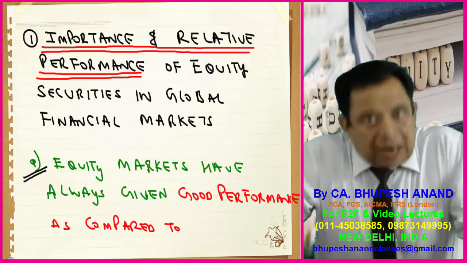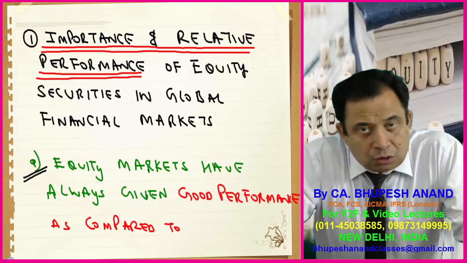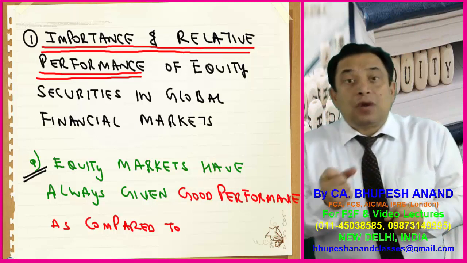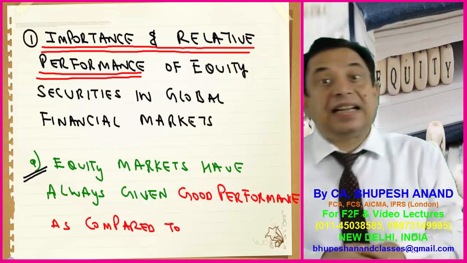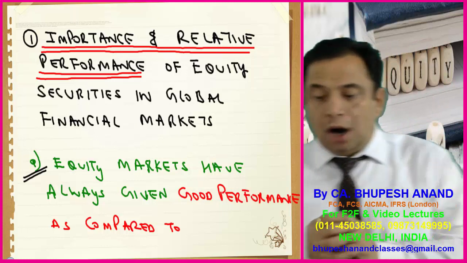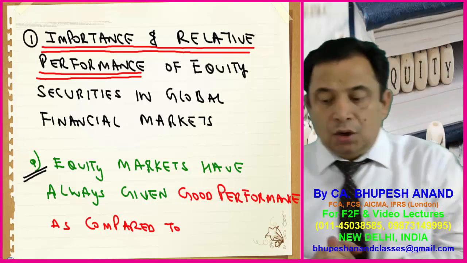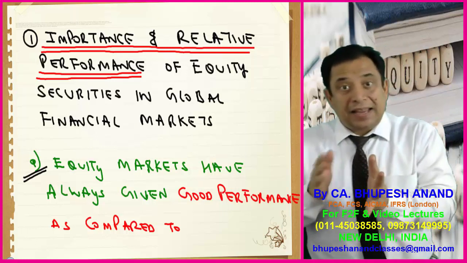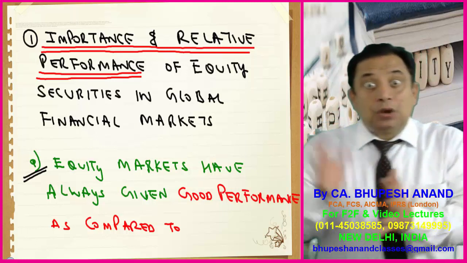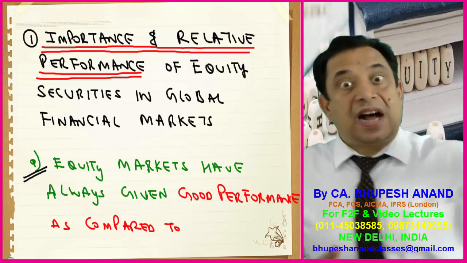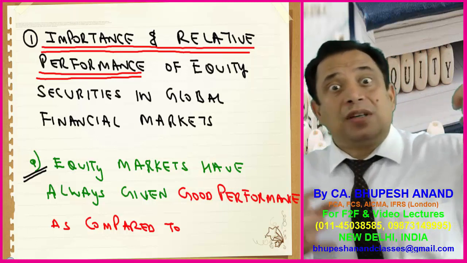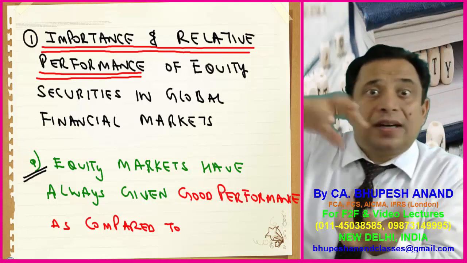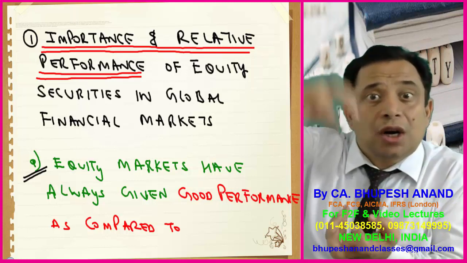So today I am starting with this first learning outcome. Please start writing down. The first point which I want to introduce is the importance and relative performance of equity securities in global financial markets. So we will be dealing with what I mean by equity securities, how they have performed in the last 100 years, and how we calculate whether a person is rich or not in today's context.